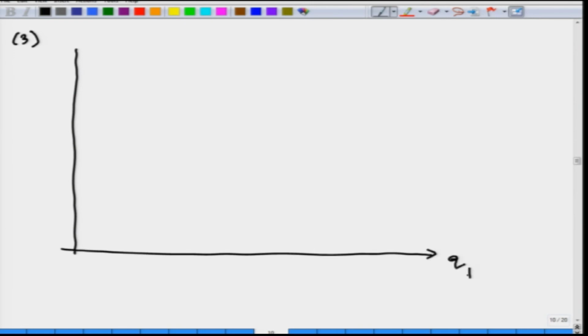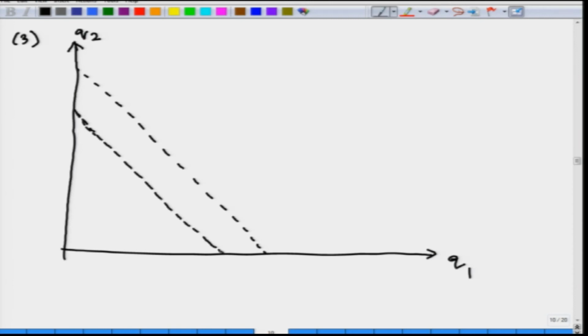So, this is Q1, this is Q2. So, this is the best response function for firm 1, and let us get firm 2's best response function.